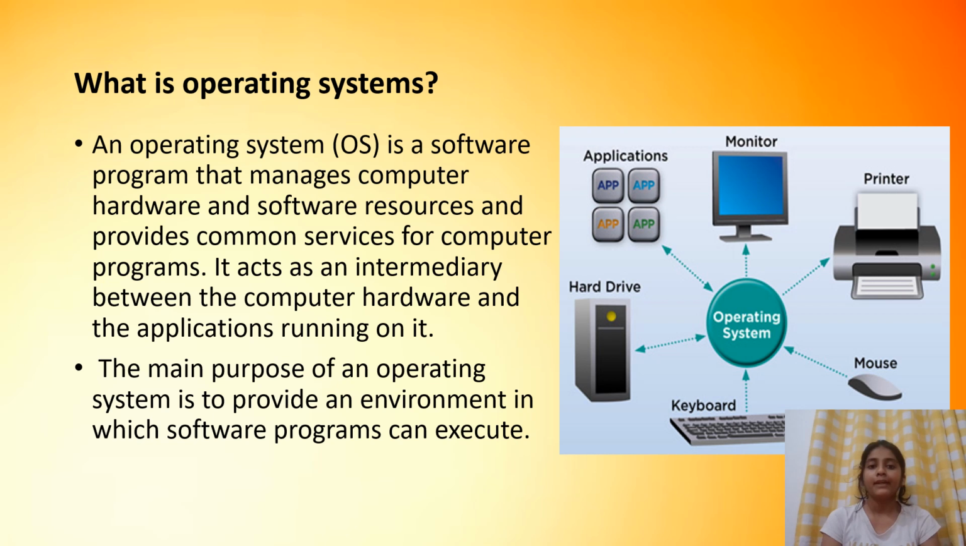So what is an operating system? An operating system is a software program that manages computer hardware and software resources and provides common services for computer programs. It acts as an intermediary between the computer hardware and the applications running on it. The main purpose of an operating system is to provide an environment in which software programs can be executed.